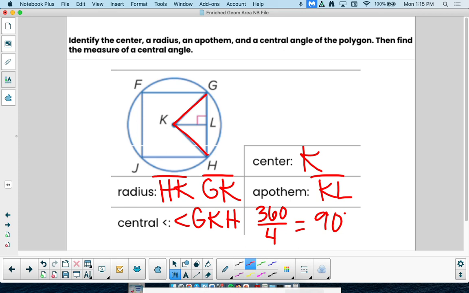Okay, you guys get a head start on the next one. Same exact kind of problem. What's that central angle? The central angle is 90. So you guys try the same thing with a different picture.